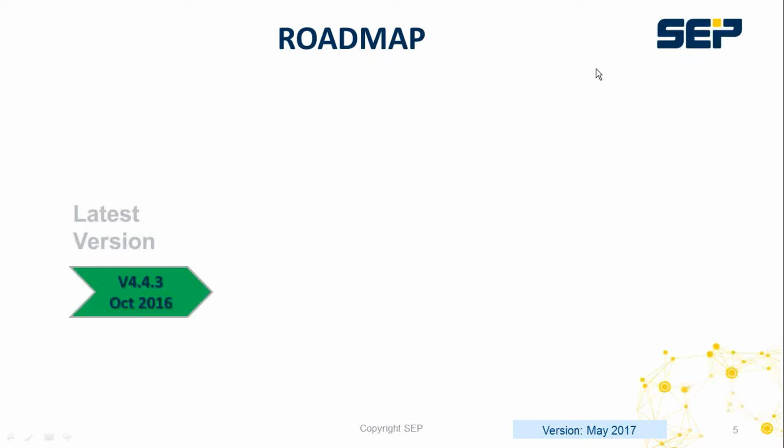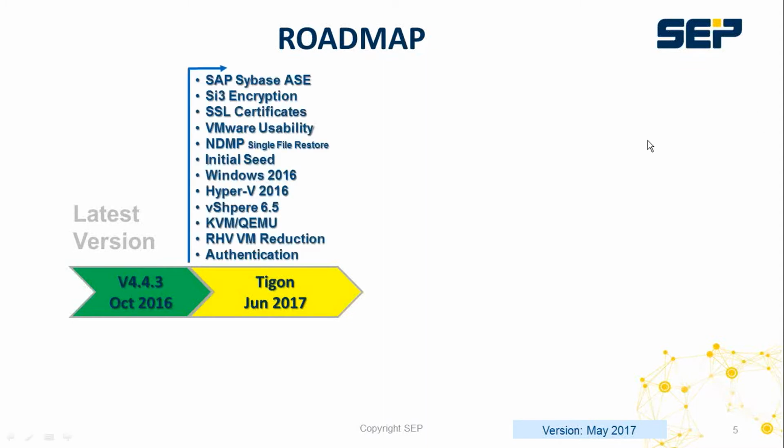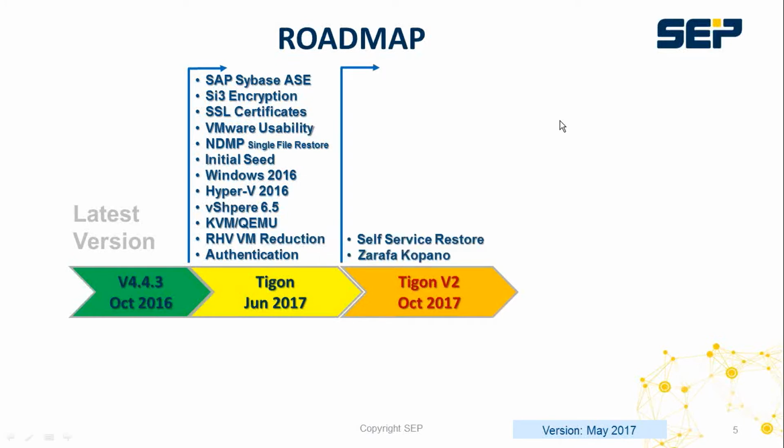The previous version was released in October last year, version 4.4.3. Then in June this year, we released our latest version, Tigon, with a lot of brand new functionality I will talk about later on. Two of the functionalities which had been planned for Tigon have been postponed to a version 2 of Tigon, which will be released next Monday. These last functionalities are self-service restore and Kopano support. And I've included this functionality in 2 slides in this presentation as well.